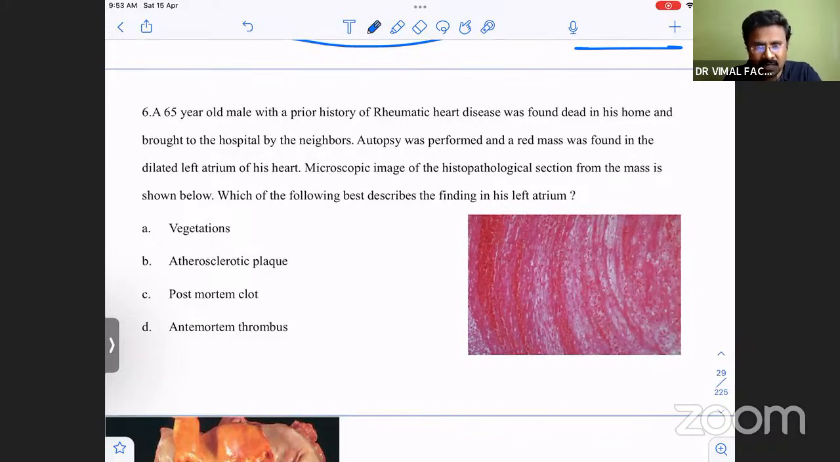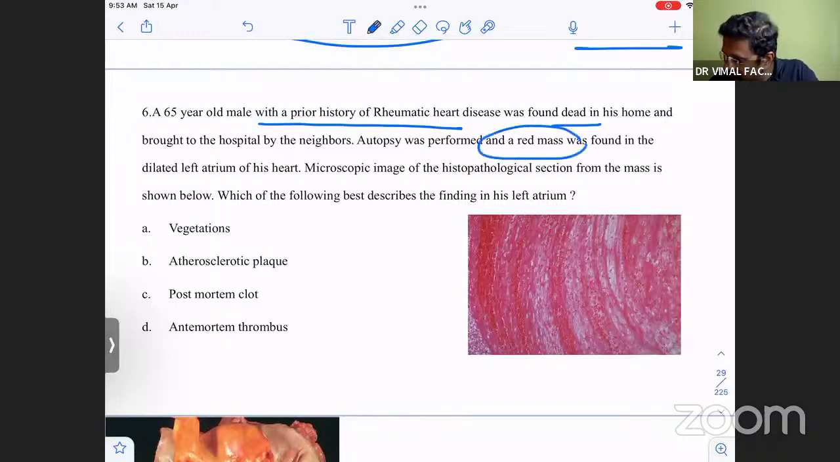Yes, what do you think about this? See the image carefully and give me the answer. So the patient has rheumatic heart disease and is found dead. So on autopsy, they are getting a red mass in the left atrium, the dilated left atrium. This is a very important point, dilated left atrium. This rheumatic heart disease would have caused a mitral stenosis and dilatation of the left atrium would have occurred.